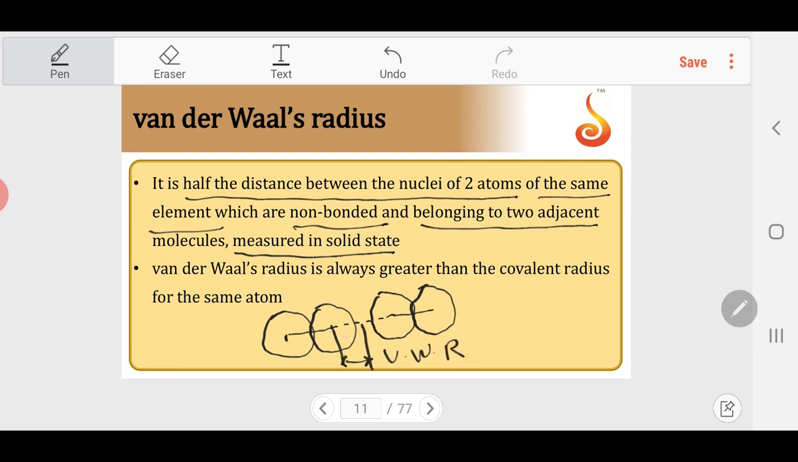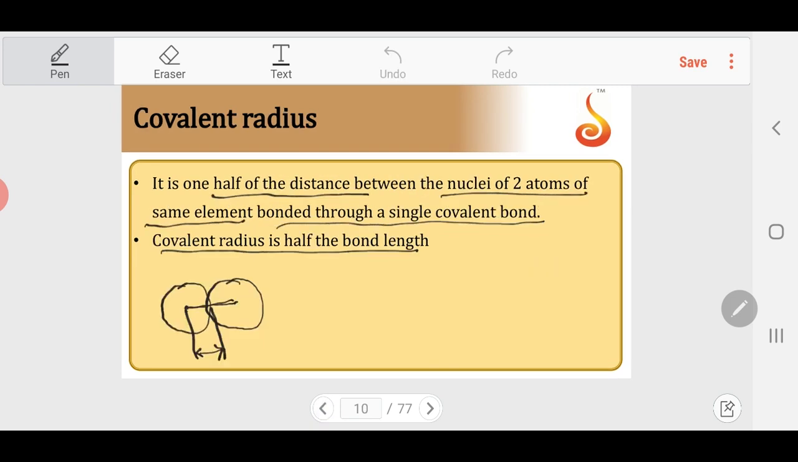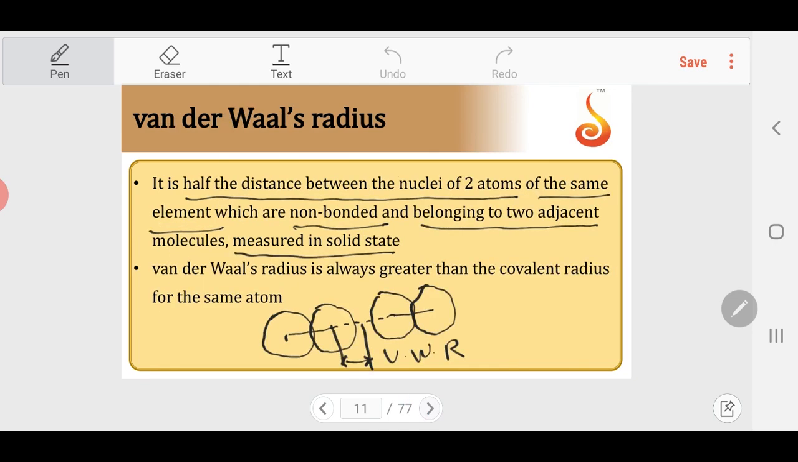So you can see very clearly in the previous figure, this is the covalent radius, which is half of the bond length, where the electron clouds are partially merged. Here the electron clouds are separated. There is a small distance separating the two atoms. So the van der Waals radius is obviously greater compared to the covalent radius because it is for non-bonded atoms.